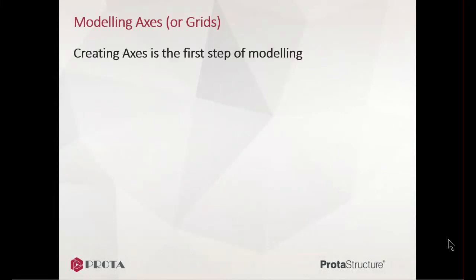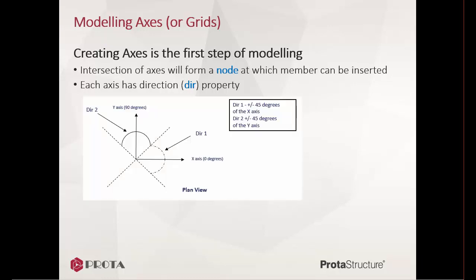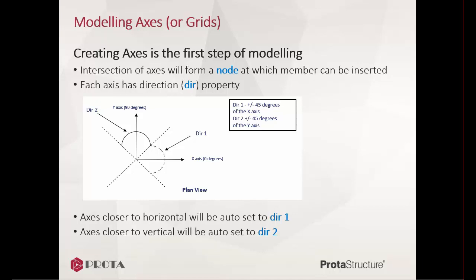Creating axes is the first step of modeling. Intersection of axes will form a node or joint, at which member can be inserted. Each axis has direction, dir, property. Axis closer to horizontal will be auto-set to direction 1. Axis closer to vertical will be auto-set to direction 2.